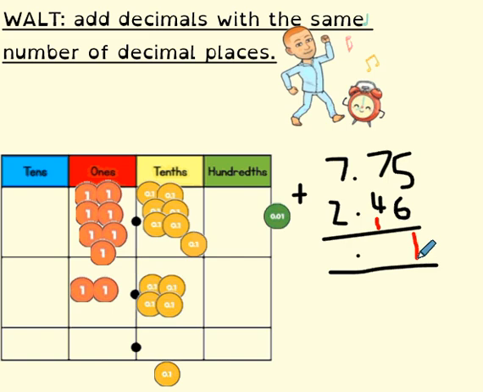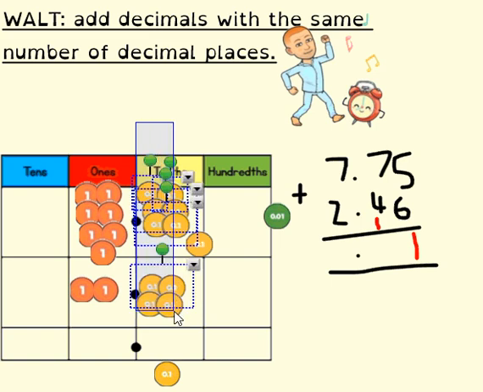I then move along to my 10th column. I've got 7/10 here, I've got 4/10 here, and I've also got my further 10th that I exchanged from my previous part of my calculation. So in total, I have got 12/10. Again, because I've got 10 or more, I can perform an exchange. So this time I'm going to select 10 of my tenths. 10/10 is equivalent to 1 whole.